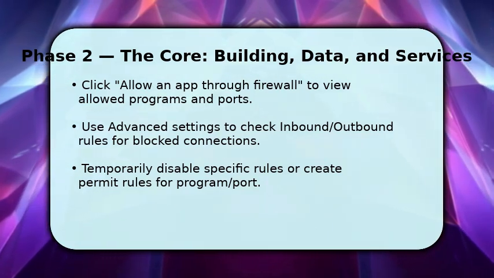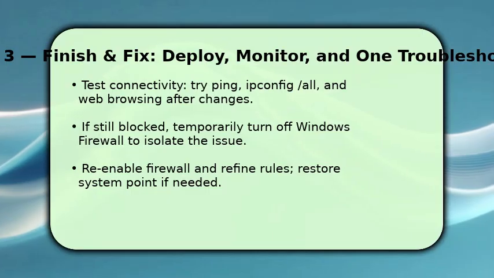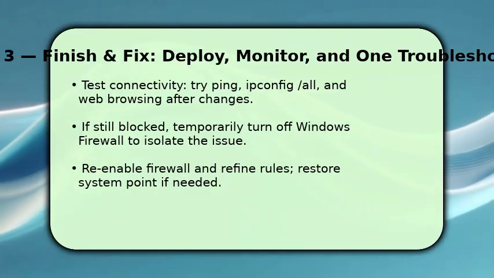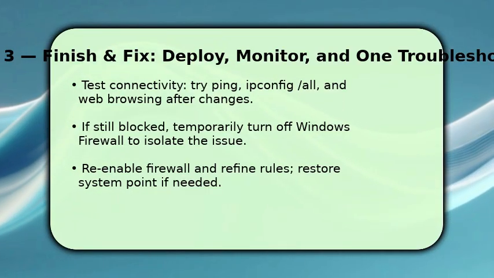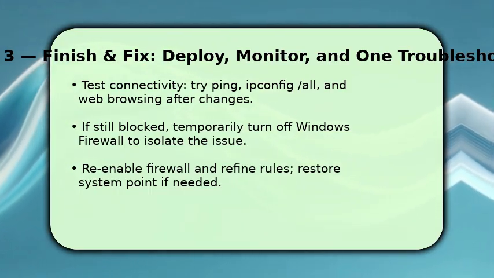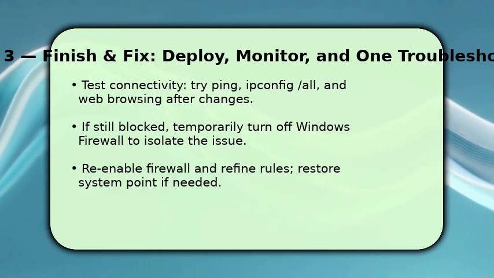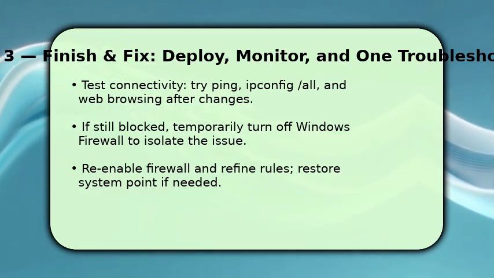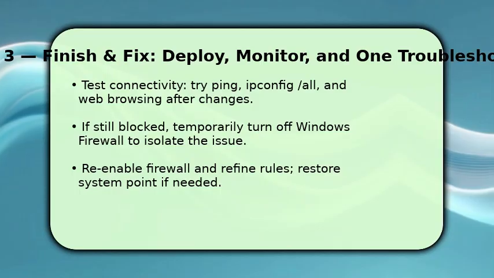Finally, validate your fix by testing connectivity. Run ping and ipconfig /all, then open a browser to confirm access. If problems persist, temporarily turn off Windows Firewall to determine whether it's the cause, but only for a short test, then turn it back on. If disabling fixes it, refine the specific rule or restore a previous system point.